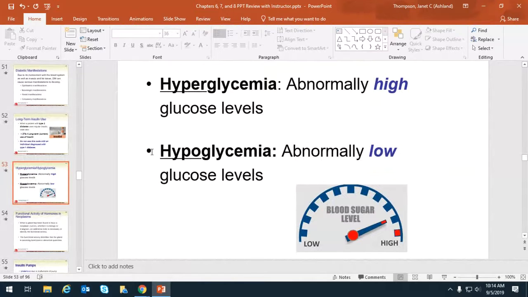Let's see, hyper and hypoglycemia, high or low levels of blood sugar, are different from diabetes. So these instances can still occur, and they have their own specific codes.